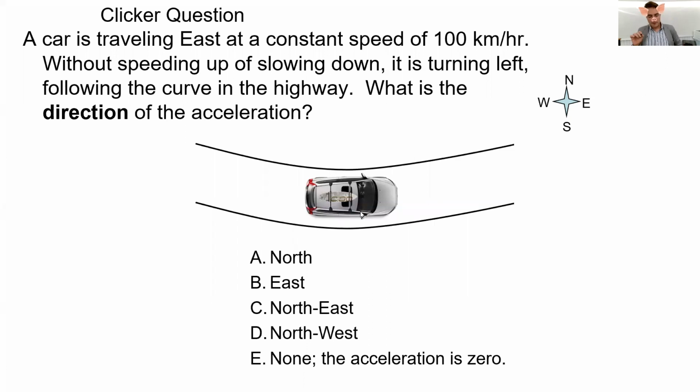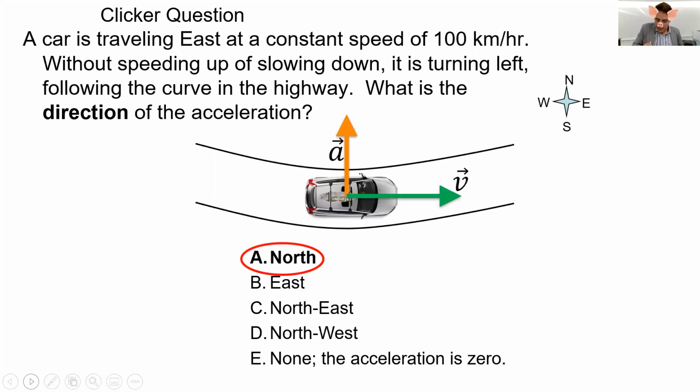Share results. So 51% of you voted for the exact same thing I would vote for, which is going exactly straight north. The idea is that if there was any component to the acceleration in the east direction or in the west direction, then it would be speeding up or slowing down. So it has to have a 0 component in the direction of the instantaneous velocity, and that's what causes it to turn, but at a constant speed.